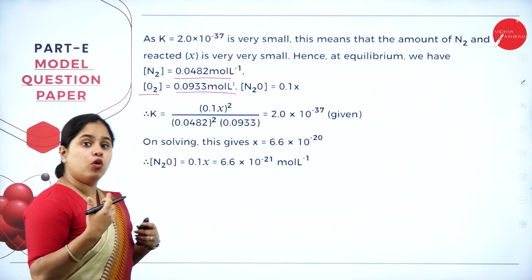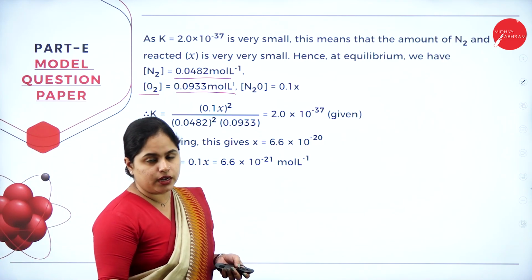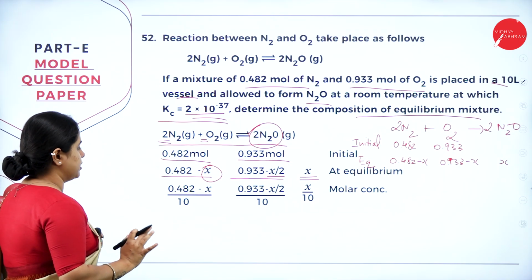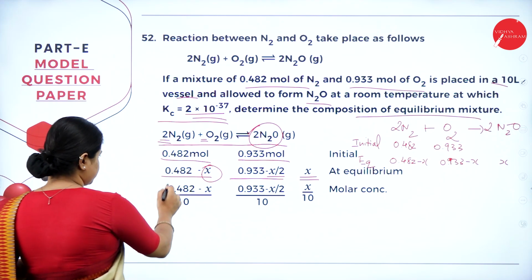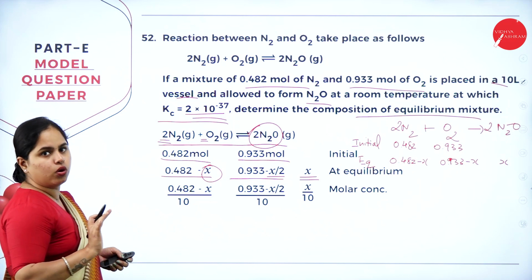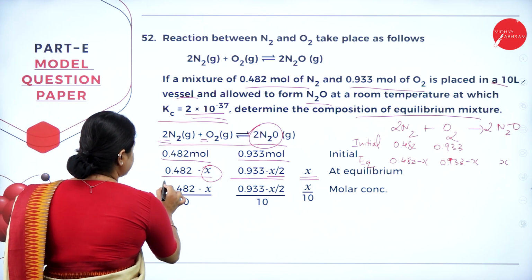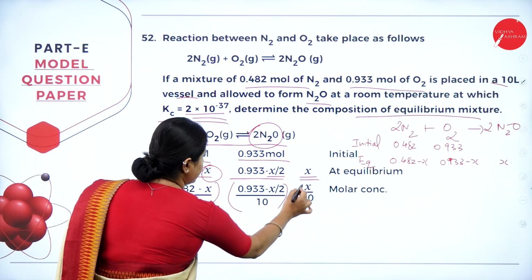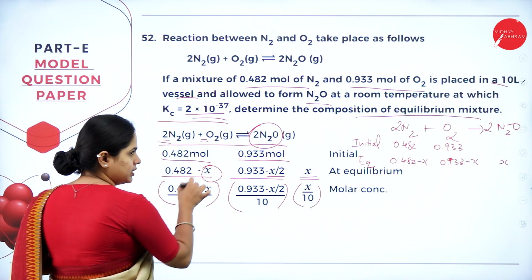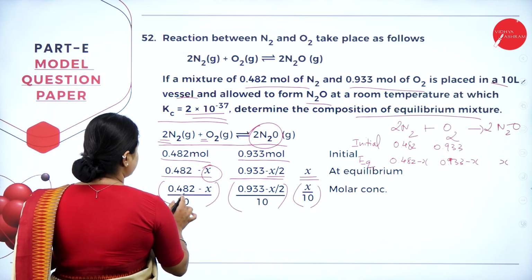Okay, and what will be the molar concentration of N2O which is formed? It will be 0.1x. So, from where did I get this? So, till here we have discussed the molar concentration. Now, for molar concentration we have to divide the whole equation by 10. So, what happens here? You get this, here you get this, and here it will be x by 10. Okay. So, what happens here? X has reduced, right? X has reduced means what happens?